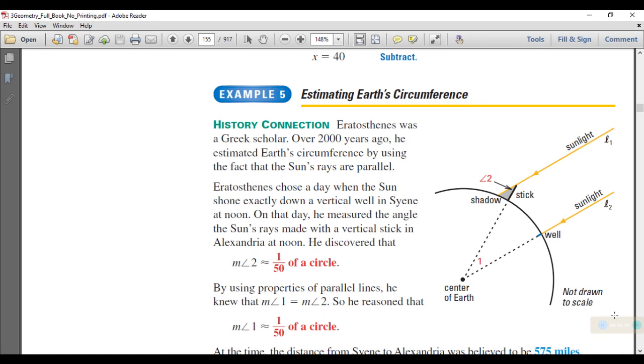Eratosthenes was a Greek scholar. Over 2,000 years ago, he estimated Earth's circumference by using the fact that the sun's rays are parallel. Eratosthenes chose a day when the sun shone exactly down a vertical well in Cyan at noon. On that day, he measured the angle the sun's rays made with a vertical stick in Alexandria at noon. He discovered that the measurement of angle 2, between the stick he erected and the shadow it cast, is approximately equal to 1 over 50 of a circle.